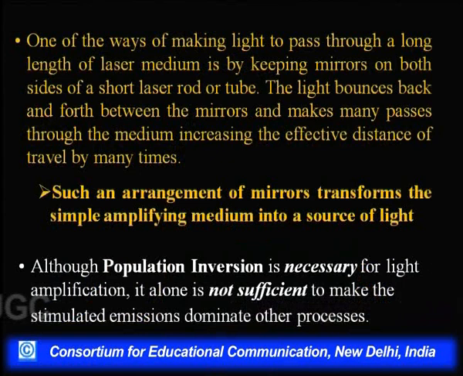One way of making the light pass through a longer length of the laser medium is by keeping mirrors on both sides of the short laser rod or tube to achieve the amplification. Here we use mirrors on both sides of the light. The light bounces back and forth between the mirrors and makes many passes through the medium, which increases the effective distance of travel many times.